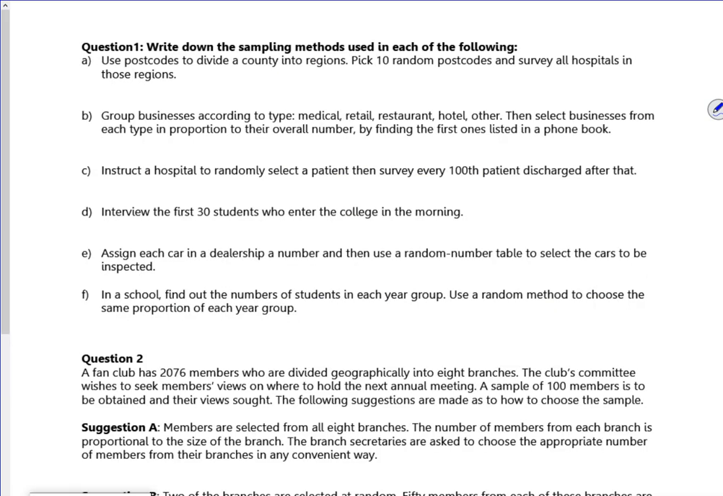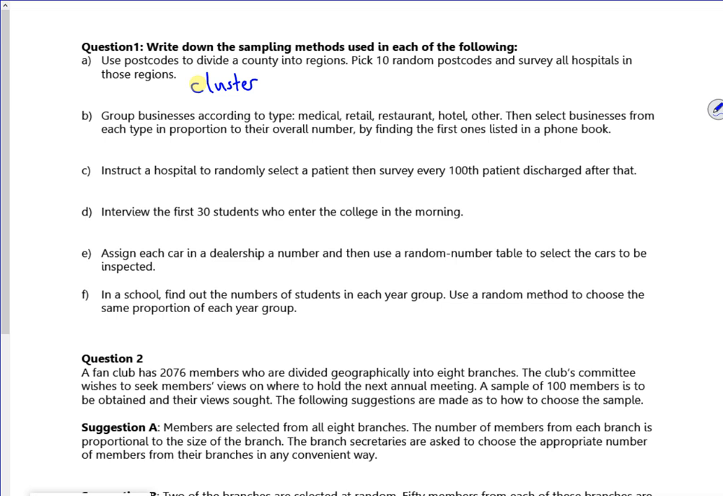You have to decide which one's which. Right, so we've got: use the postcodes to divide a country into regions, pick 10 random postcodes, and survey all the hospitals in those regions. So that's cluster. Cluster says the population is split into smaller groups called clusters, and one or more of the clusters is chosen. So it's cluster.